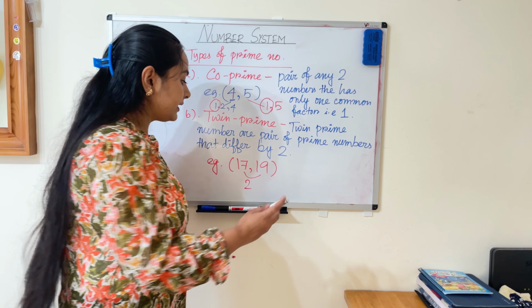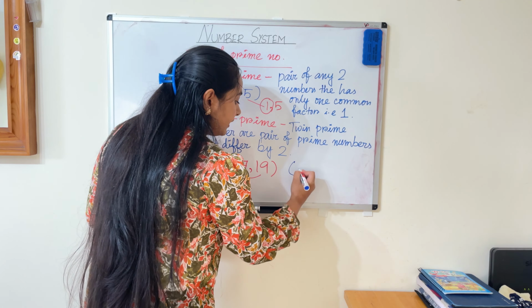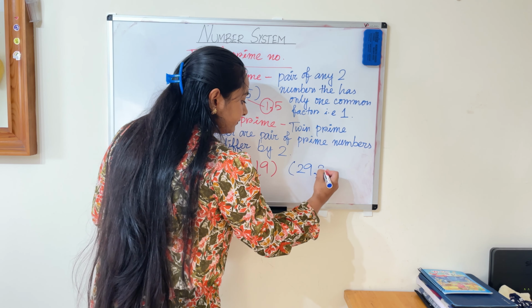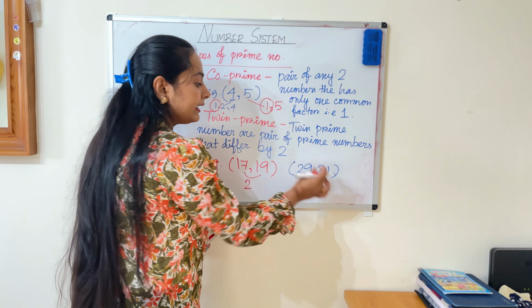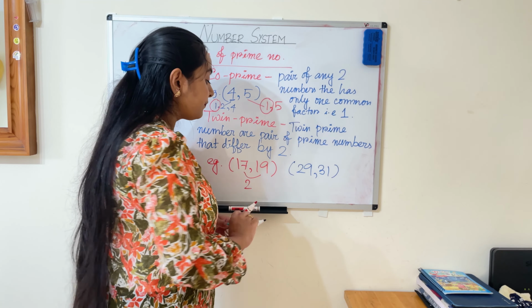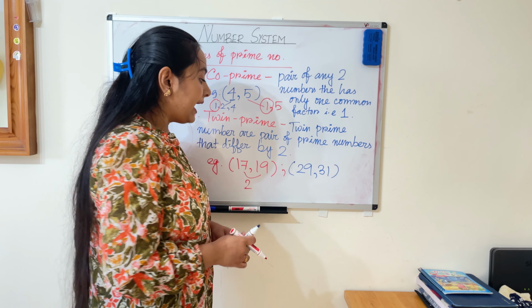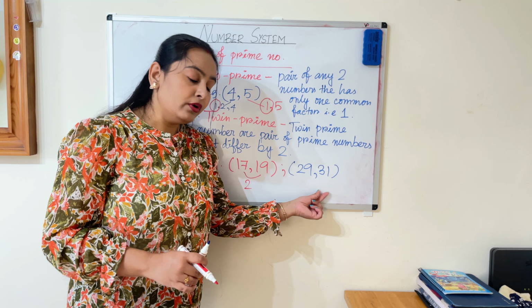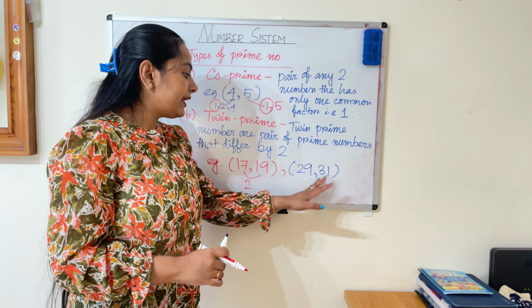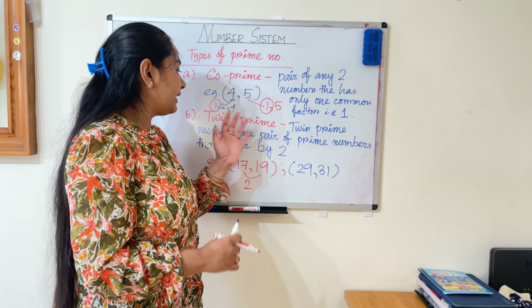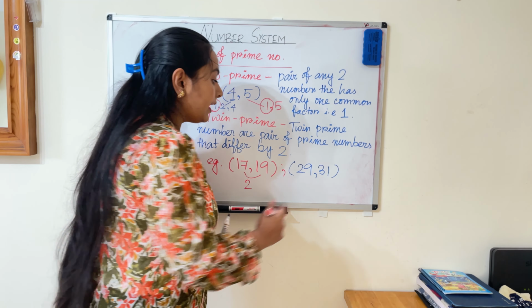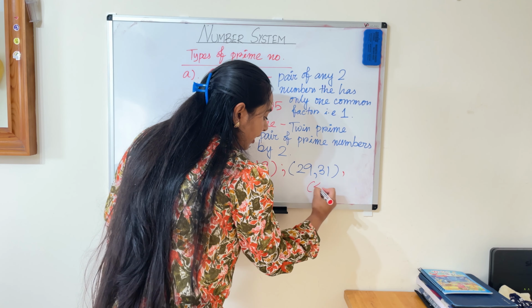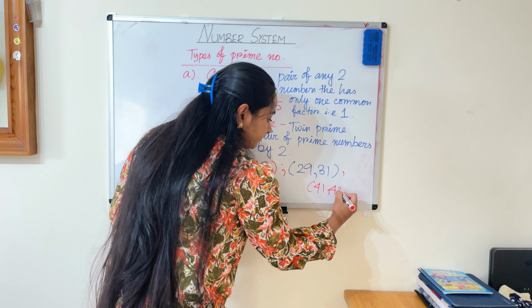Let me give you another example. Suppose 29 and 31. Individually they are prime numbers, and they have no common factors. They also differ by 2. So that's why this set of 29 and 31 is considered as twin prime numbers. Now the next one, 41 and 43.